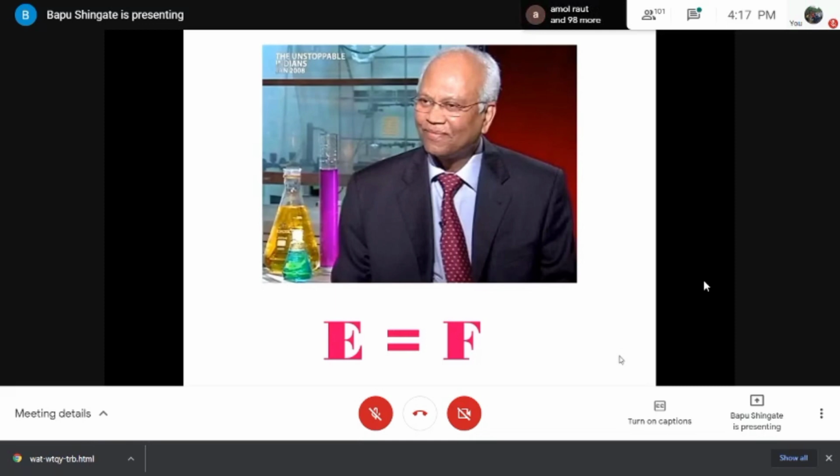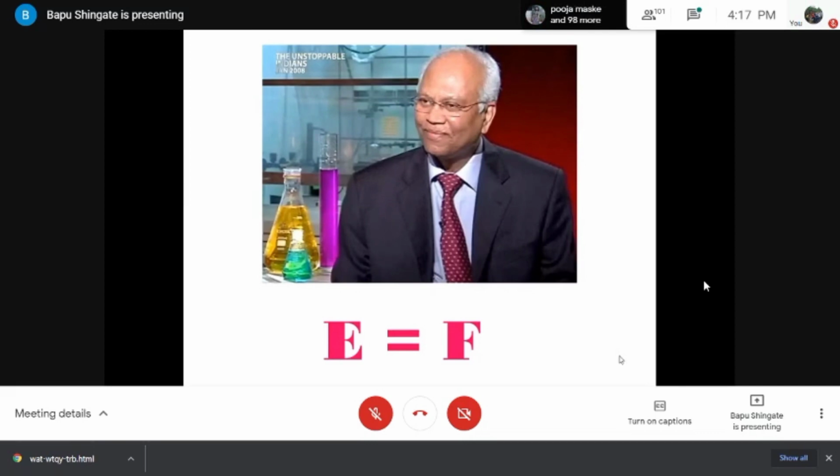Usually we science people think about E. The people from chemistry or physics used to think that E stands for energy, and F stands for force, because we have studied chemistry as well as physics. That's why we give the answer like E is equal to F.